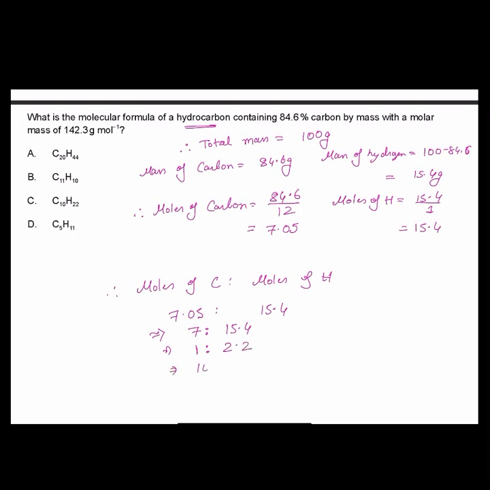Now multiply both sides by 10. It will be 10 is to 22. And then divide both sides by 2. That is 5 is to 11. So from here, I can say that C5H11 is the empirical formula. Now let's find the molecular formula. So this is the empirical formula, right?